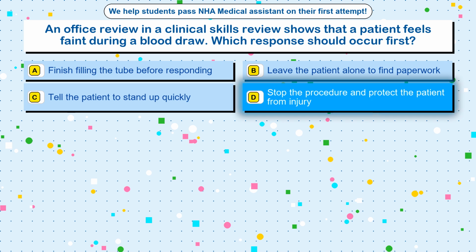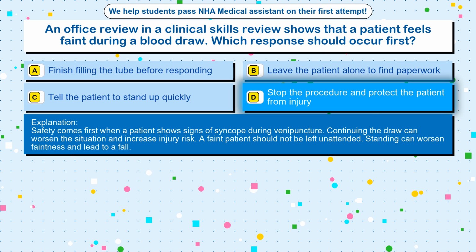The correct answer is option D. Stop the procedure and protect the patient from injury. Safety comes first when a patient shows signs of syncope during venipuncture. Continuing the draw can worsen the situation and increase injury risk. A faint patient should not be left unattended. Standing can worsen faintness and lead to a fall.